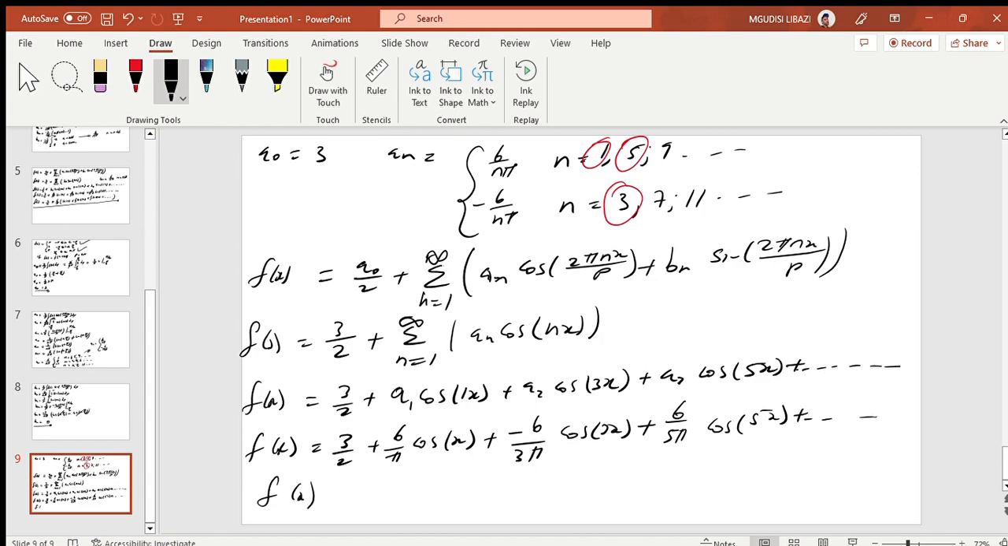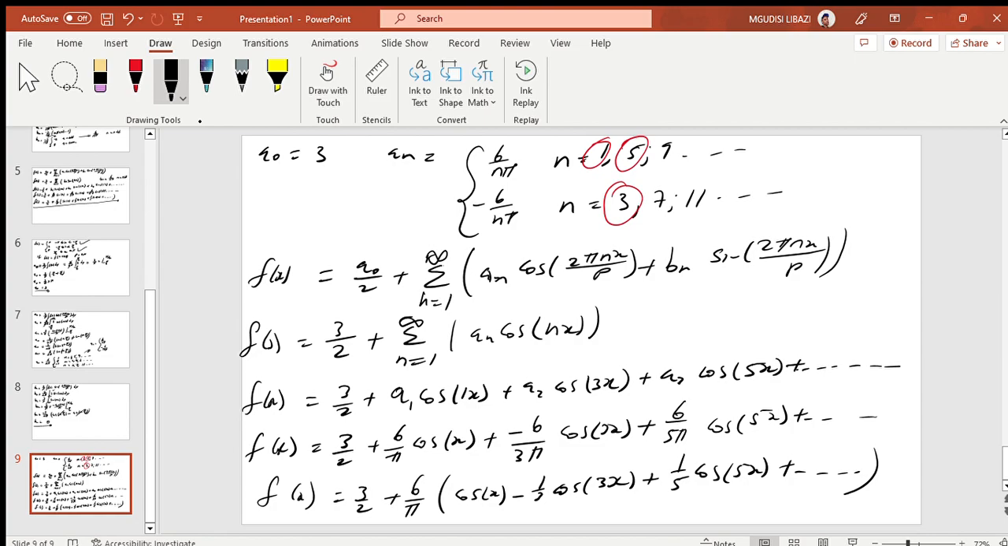So you're going to have f of x, which is 3 over 2 plus 6 over pi cosine of x, and then minus, when we remove the 6 over pi, we get 1 over 3 cosine 3x, and then plus, when we remove 6 over pi, we get 1 over 5 cosine of 5x, plus etc. So that's our Fourier series, or our Fourier approximation. That is how we can find or solve those questions. Thank you.